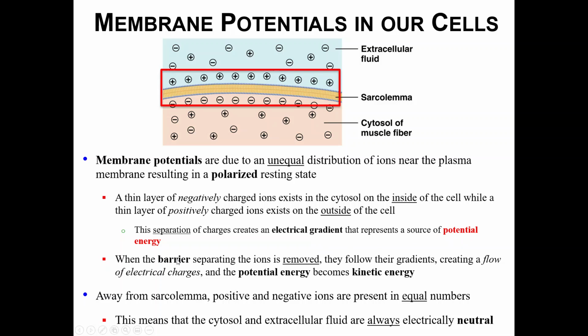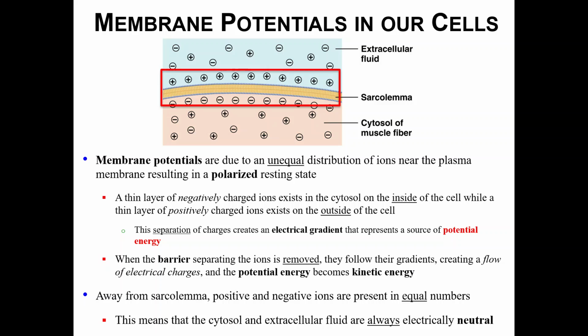How do we do that? We're going to remove the barrier. Now remember, the barrier was the plasma membrane. We're not exactly going to get rid of the sarcolemma, but we are going to have channels and protein carriers in here. They're going to help us move these ions. When we move those ions, we're going to turn the potential energy into kinetic energy.